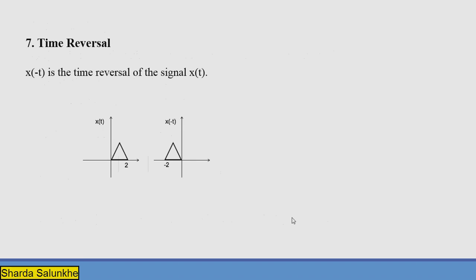Next one is time reversal. Time reversal is nothing but the mirror image, or mirror effect, of the original signal. That is, x of minus t is the time reversal of the signal x of t. Suppose this is your x of t. If you take the mirror image of x of t, you will get x of minus t.